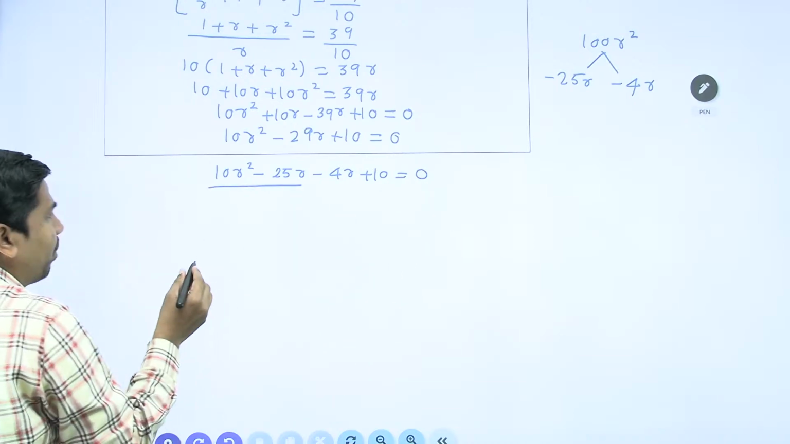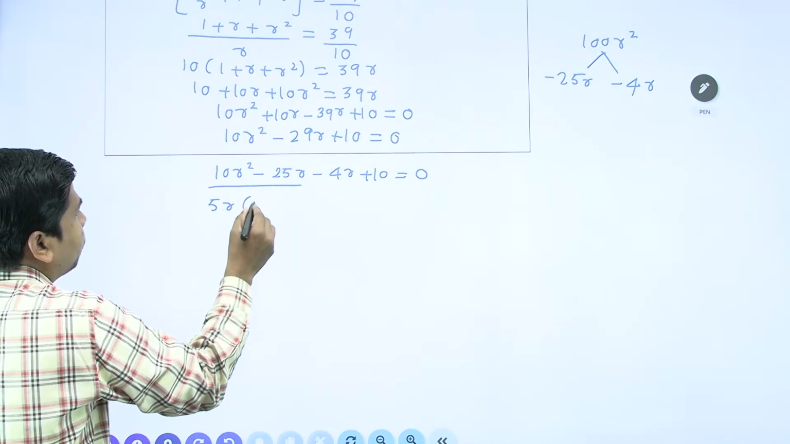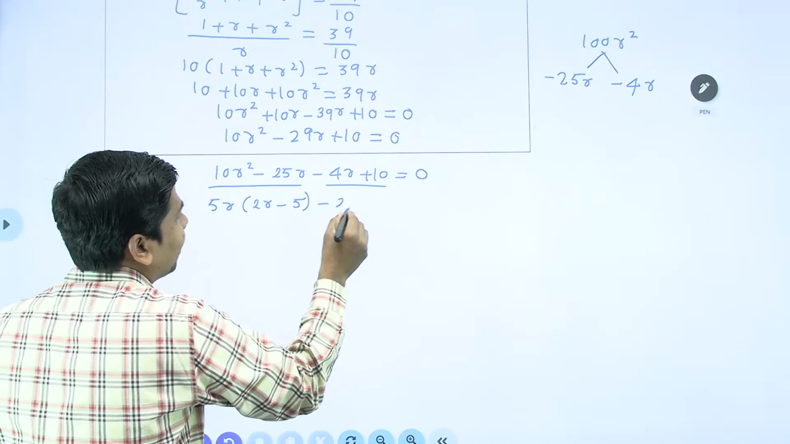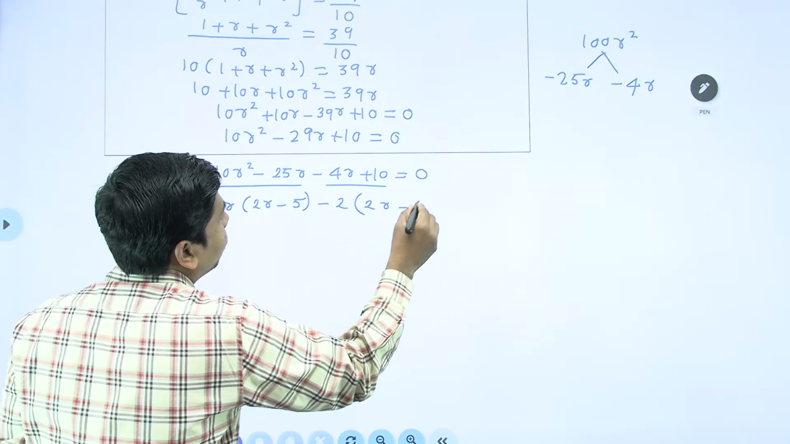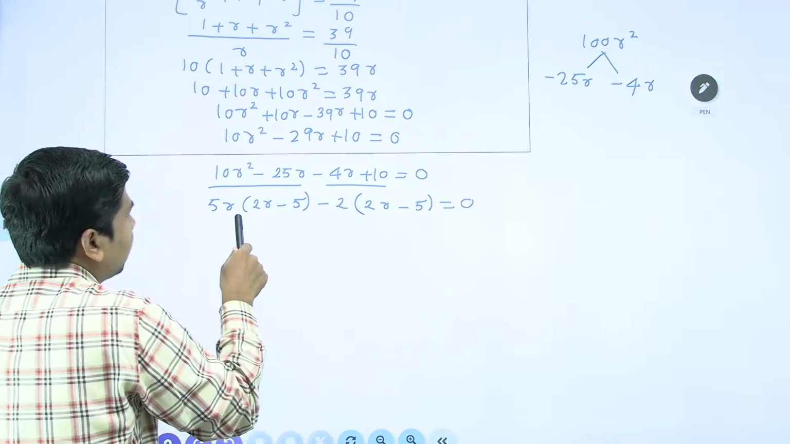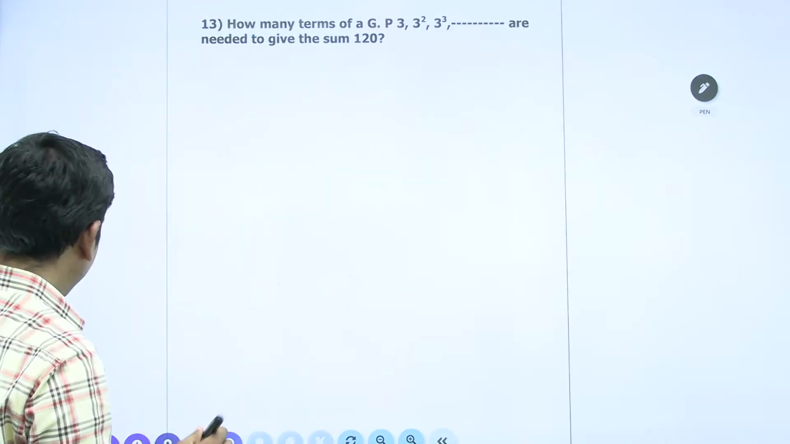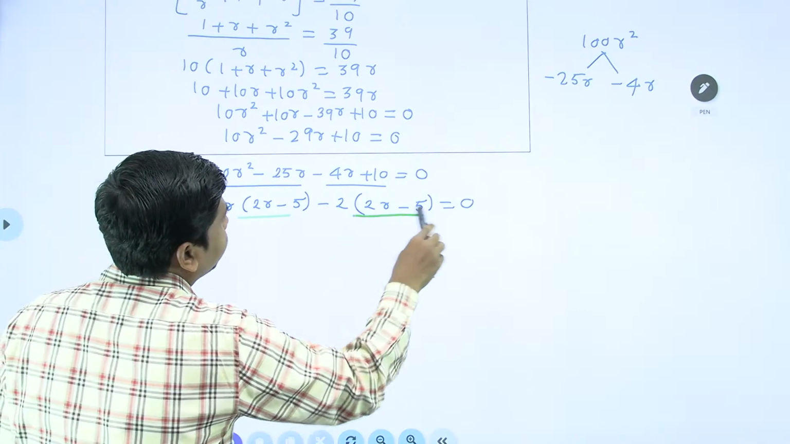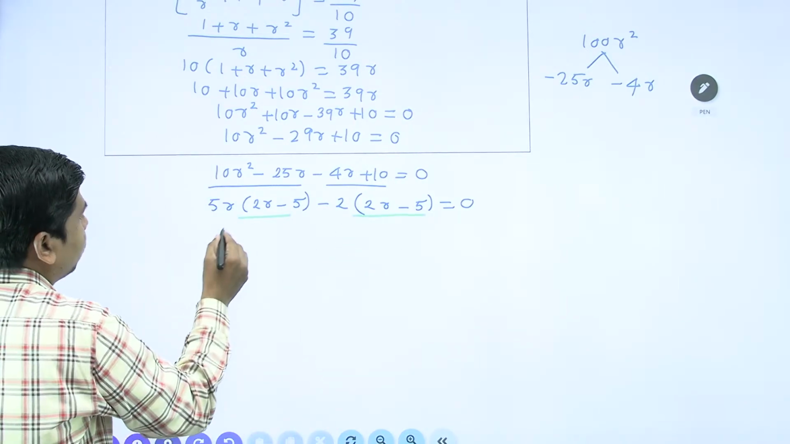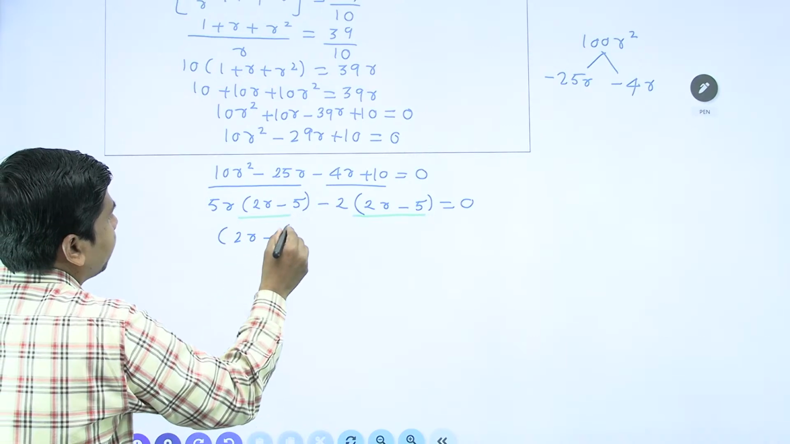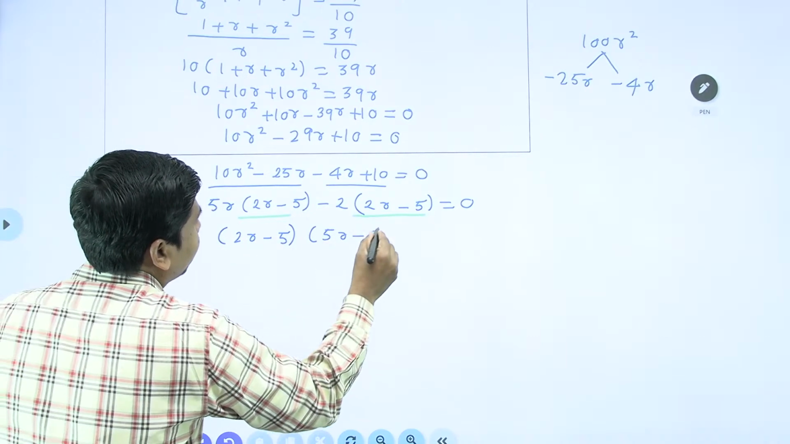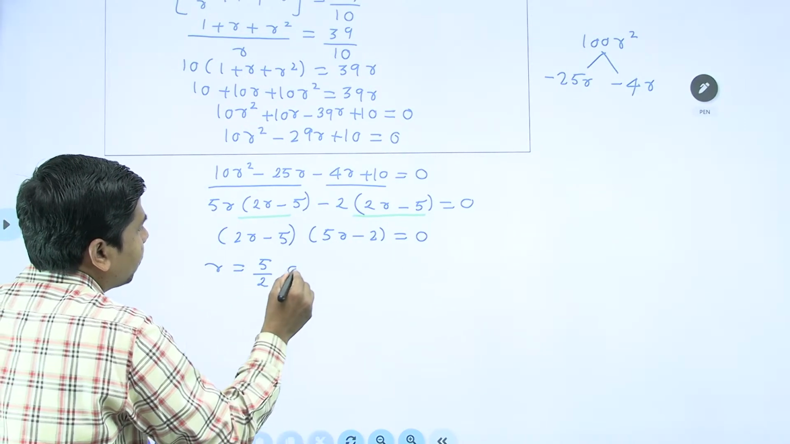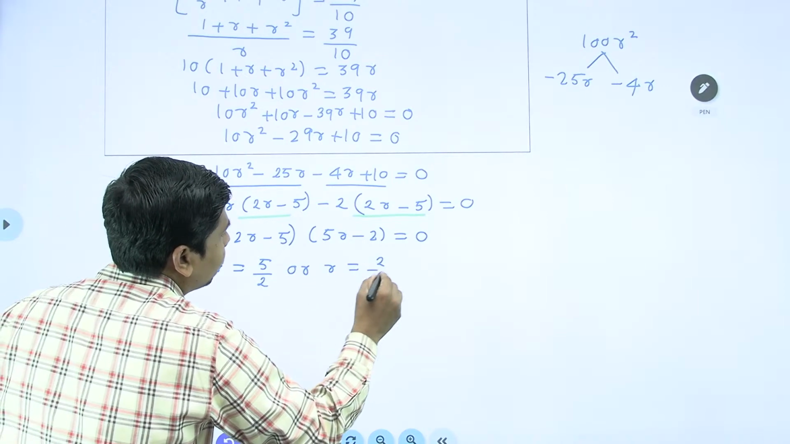Taking 5r as common, 5 2s are 10, 5 5s are 25. What is common here? 2 is common. Let us take minus 2 as common: 2 2s are 4, 2 5s are 10, equal to 0. Again 2r minus 5 is common. So it is (2r minus 5)(5r minus 2) equal to 0. Means r is equal to 5 by 2 or r equal to 2 by 5.